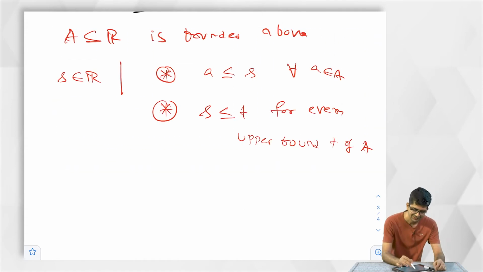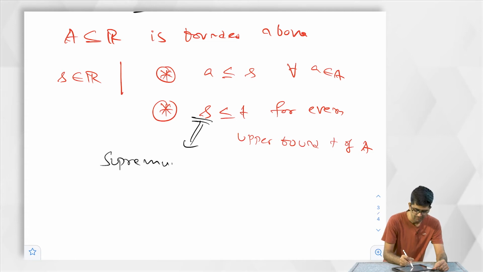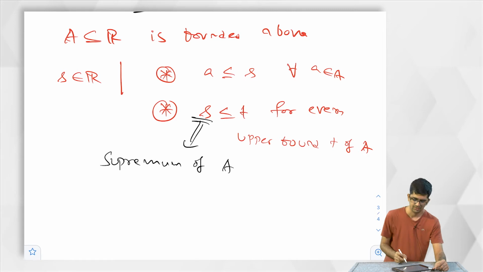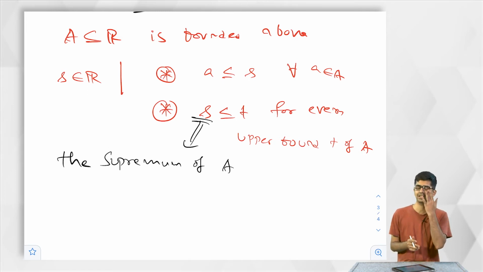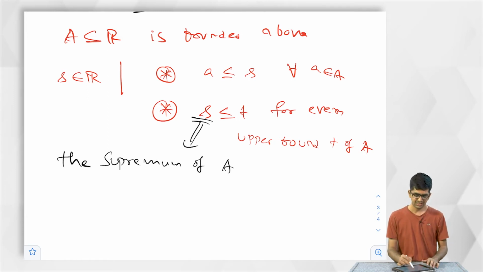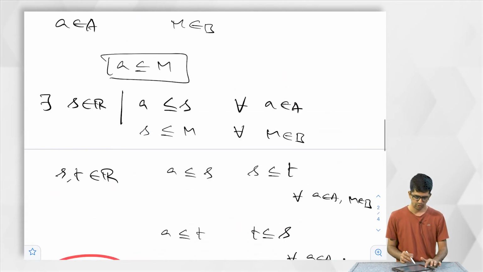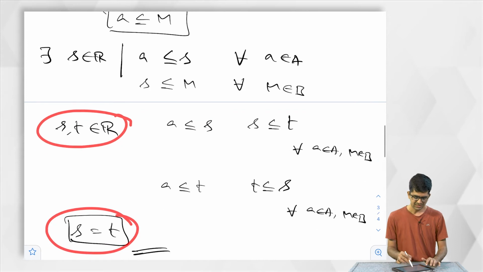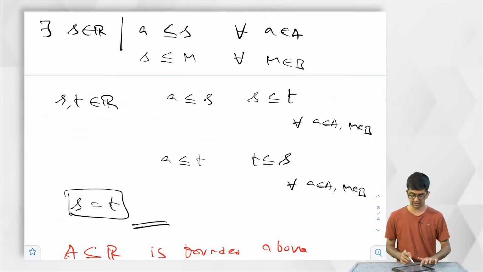So, such S is called supremum of A, right. Maybe I should write the supremum, because we have proved that if two elements satisfy this property, they have to be equal. That is what we have done here, right. So, we took two elements of R satisfying these two properties, that is what I mentioned here. This concludes that S is equal to T.